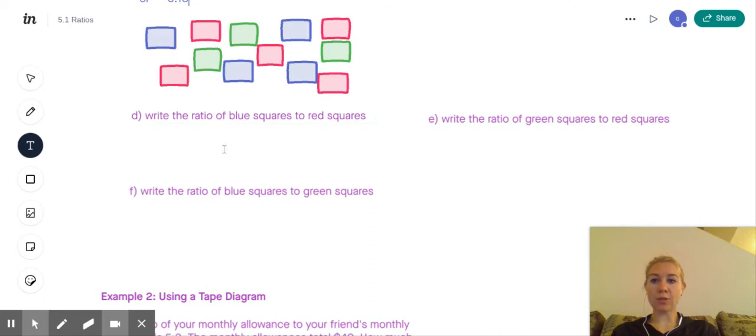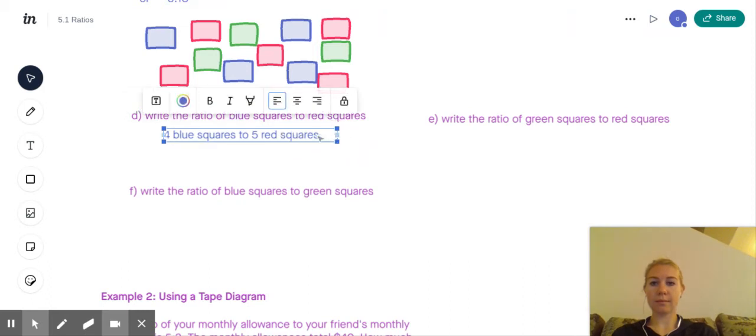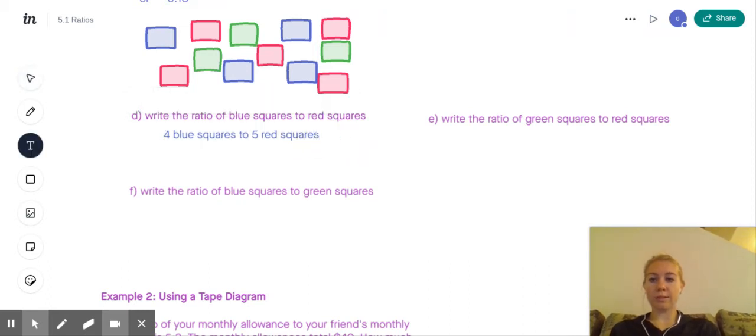Okay, let's try another one. Now we have some squares. Problem D says write the ratio of blue squares to red squares. Let's count our blue squares. 1, 2, 3, 4. 4 blue squares to, let's count our red squares. 1, 2, 3, 4, 5. 5 red squares. So we can write it that way, or we could simply say 4:5.